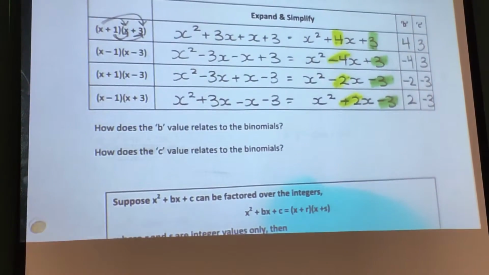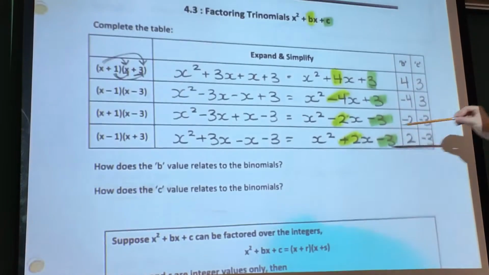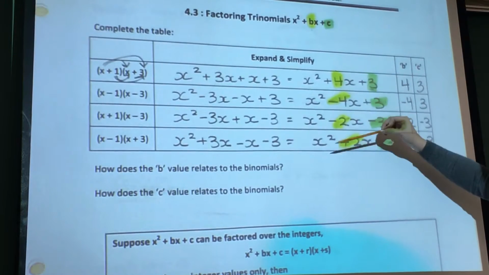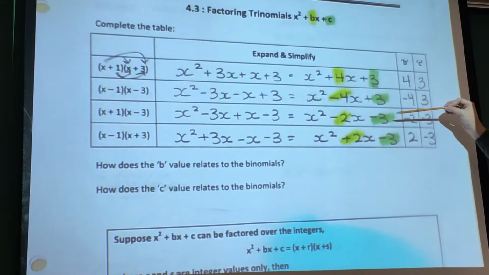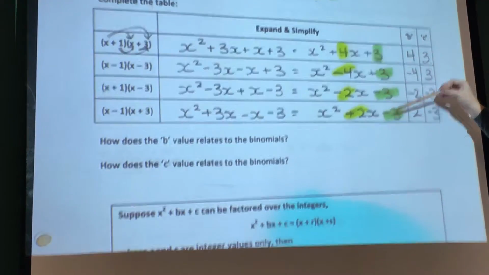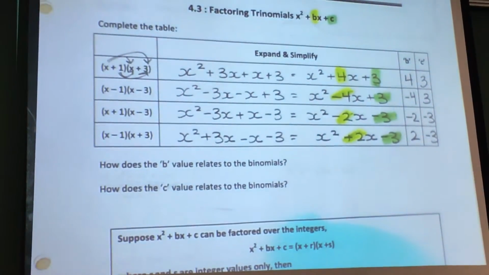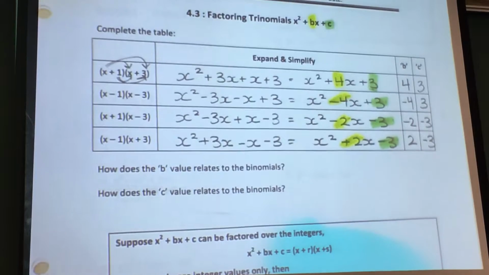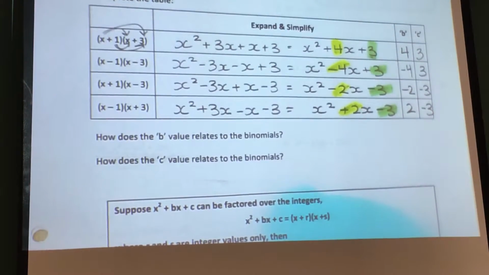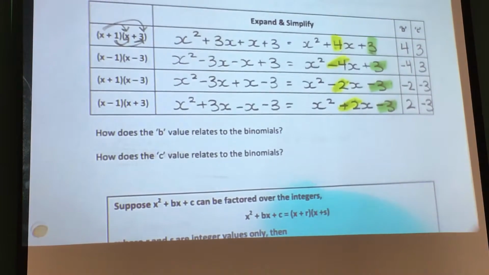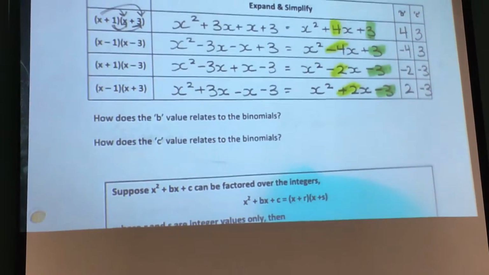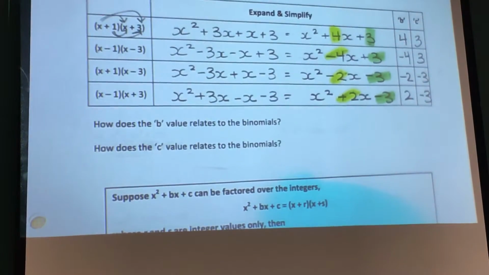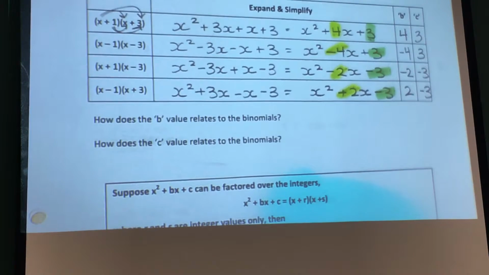So just a reminder, right? We're working with trinomials. We have 3 terms. We have our x squared, we have our bx, and we have our c. Okay, so 3 terms. Now I want you just to think about the next 2 questions. What do you think the next 2 questions mean?